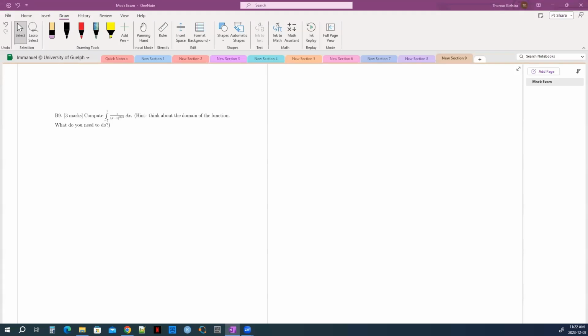So now we're going to look at this question here. And this question looks a little bit confusing because we've got an integral from -7 to 1 of 1 over (x minus 1) to the 2/3. It doesn't look too difficult, but then I say this hint, think about our domain of our function.